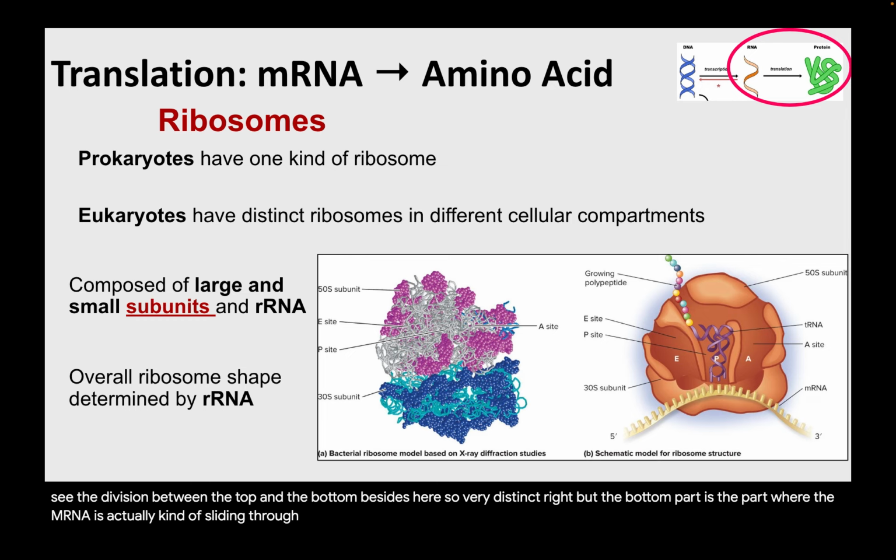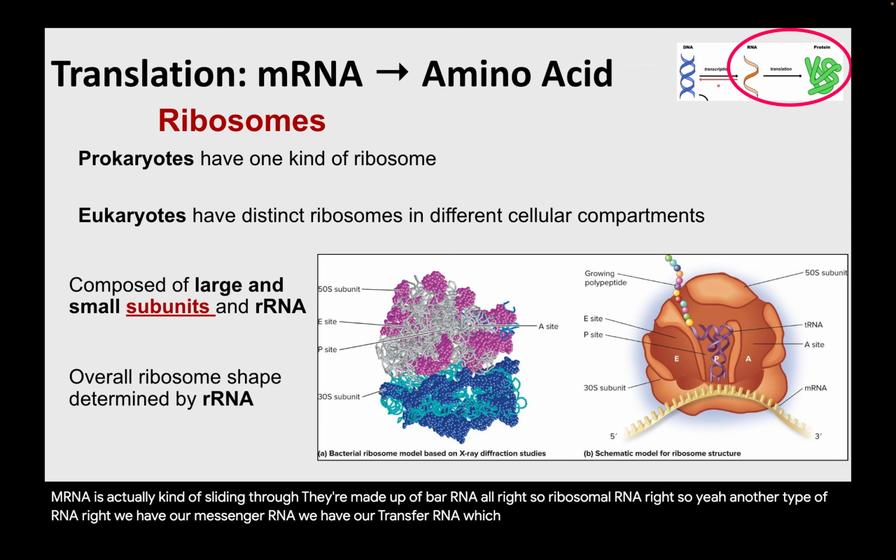All right. Now ribosomes are made up of rRNA, ribosomal RNA, right? So yet another type of RNA. We have our messenger RNA. We have our transfer RNA, which is our tRNA. Now we have our rRNA, which is what makes up the ribosome.